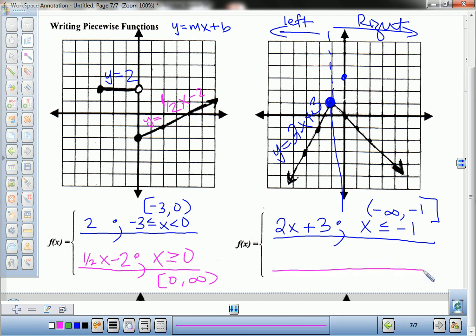Now my second ray is another line. Down 1 over 1, down 1 over 1, down 1 over 1. That slope is -1. And the y-intercept is 0. We don't need a plus 0. So my equation is just y equals -x.